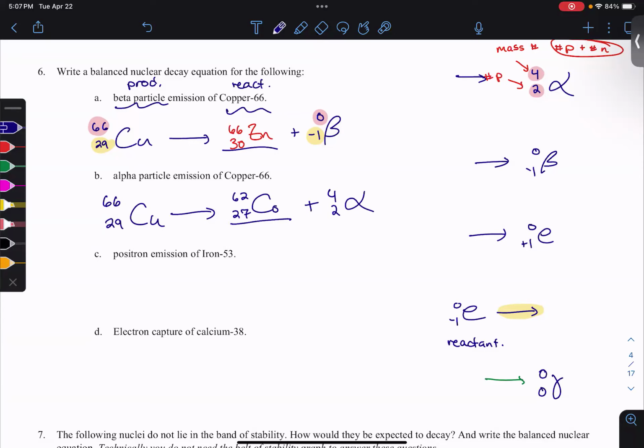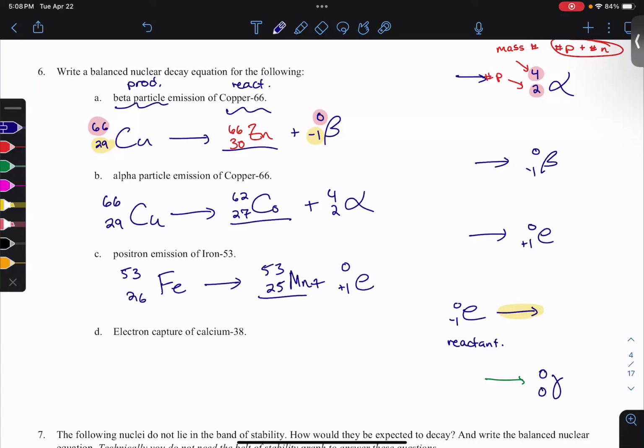All right, positron emission of iron 53. So 53 iron, Fe, and then iron is 26. If it's positron emission, where am I going to put the positron on the reaction? Reactants or product side? Product. Our positron is a +1 charge. So my missing piece has 25 protons. Whatever that is, manganese.